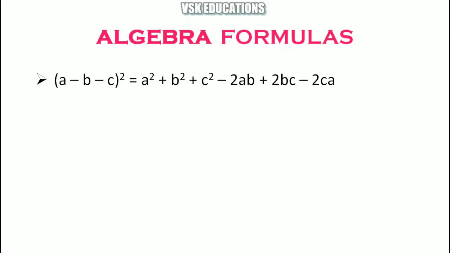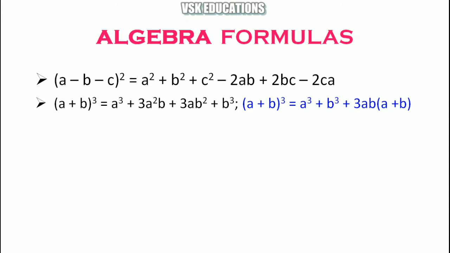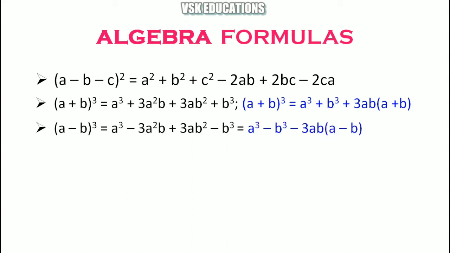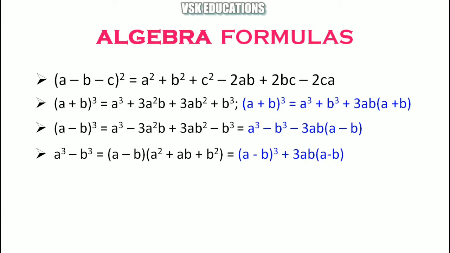a minus b minus c whole square is equal to a square plus b square plus c square minus 2ab plus 2bc minus 2ca. a plus b whole cube is equal to a cube plus b cube plus 3a square b plus 3ab square. In another form, a cube plus b cube plus 3ab into a plus b. a minus b whole cube is equal to a cube minus 3a square b plus 3ab square minus b cube. In another form, a cube minus b cube minus 3ab into a minus b.